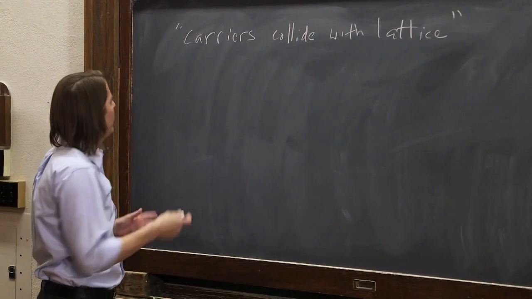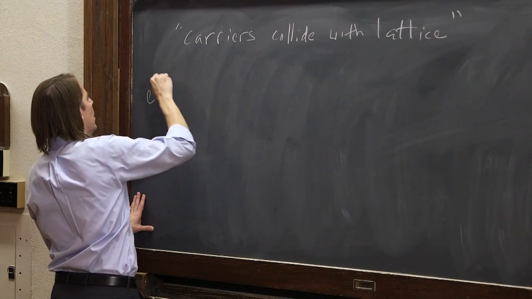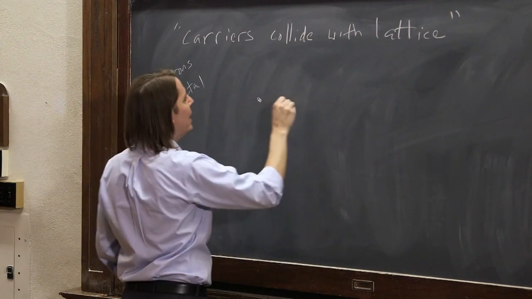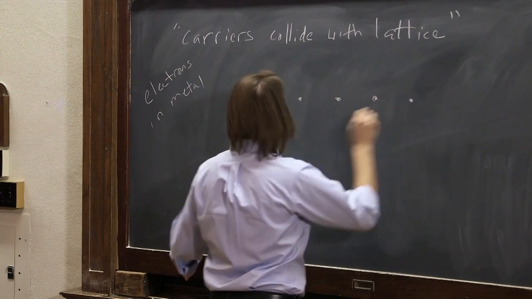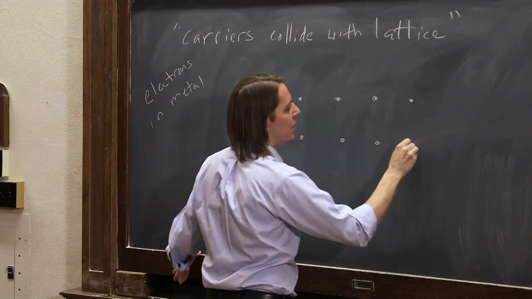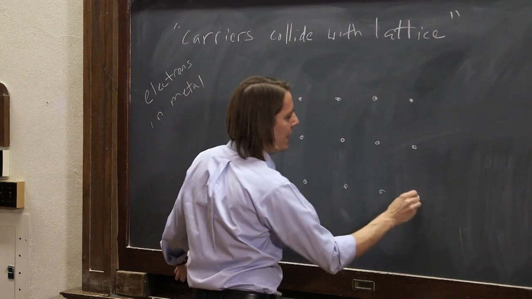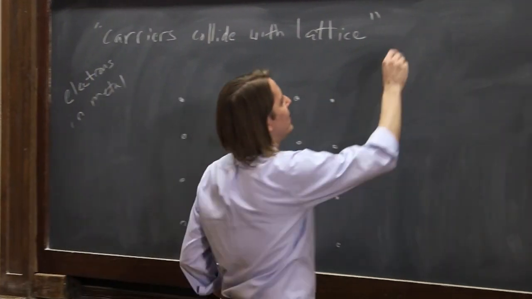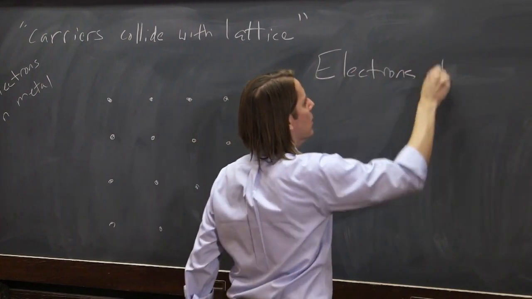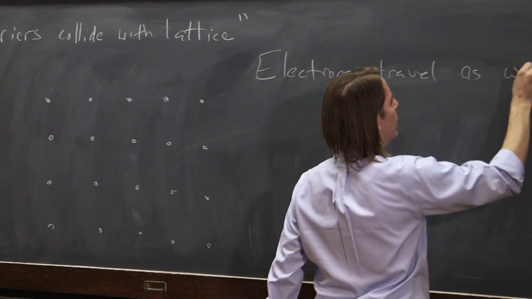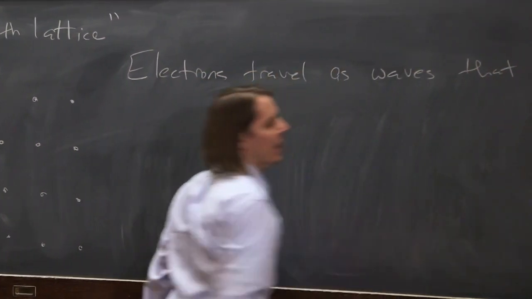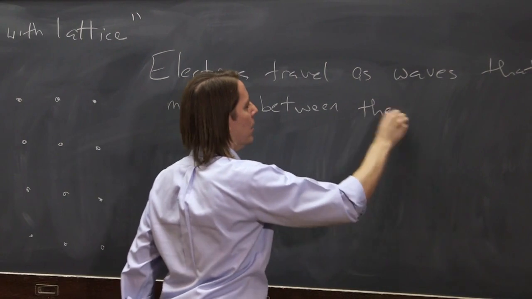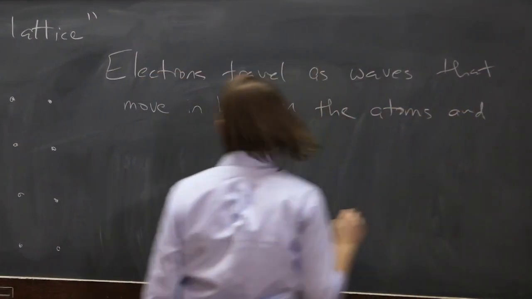So what's really happening? Let's imagine electrons in metal. That's our most common conductor that we study, and we know that metals are crystalline, so they have their atoms arranged in a periodic array like this, and they have these electrons that are free to wander around. That's what makes them a conductor. But what we haven't said yet is that the electrons travel as waves that move in between the atoms and don't hit them.